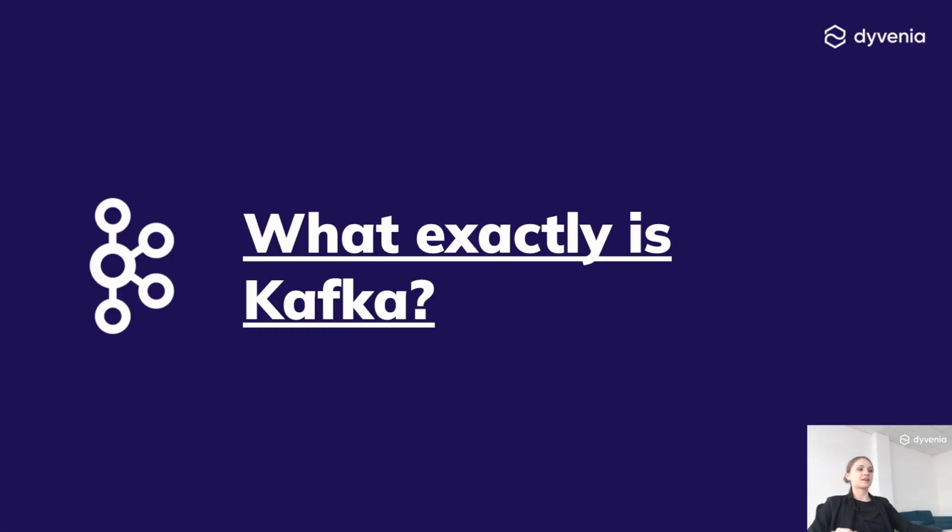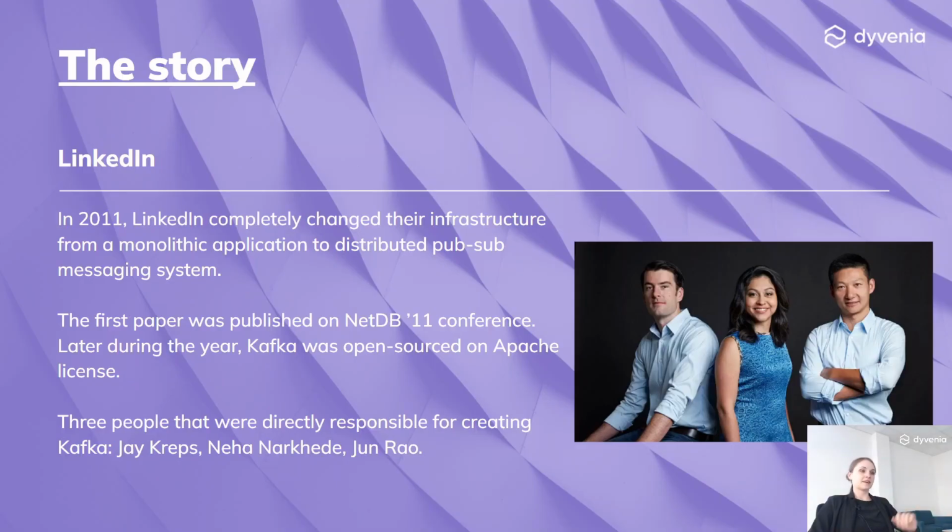So let's jump in. What exactly is Kafka? Kafka began to exist in 2011. It was made by LinkedIn. LinkedIn changed the structure of their application from a monolithic one to a distributed PubSub messaging system, which was a major change in terms of engineering, honestly. The first paper was published at the NetDB conference, and later during the year, it was open sourced under the Apache license.